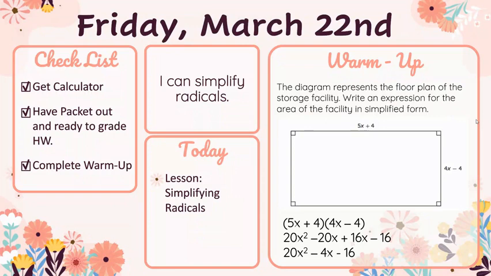So I'd FOIL that. 5x times 4x is 20x squared. 5x times negative 4 would be negative 20x. 4 times 4x is 16x, and 4 times negative 4 is negative 16. So when I start combining like terms, the only ones I can combine are negative 20x and 16x. So I put those together to get negative 4x. So my final answer should be 20x squared minus 4x minus 16.